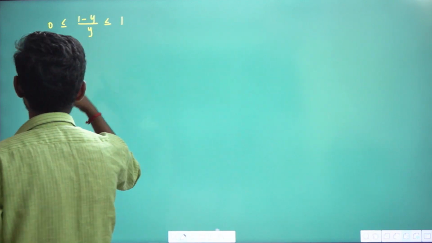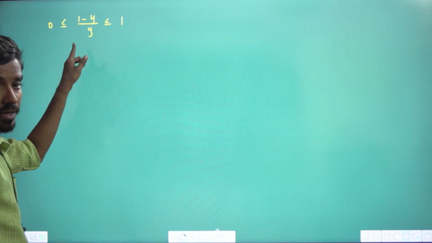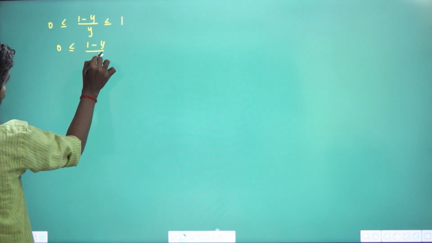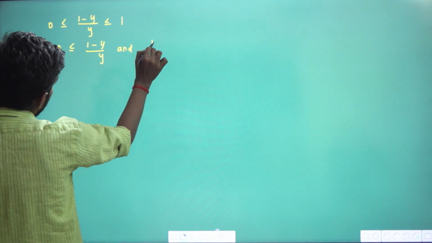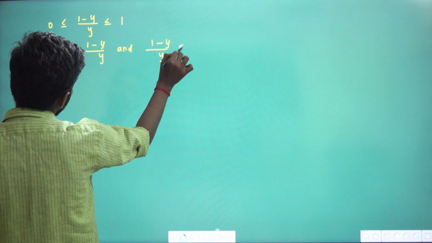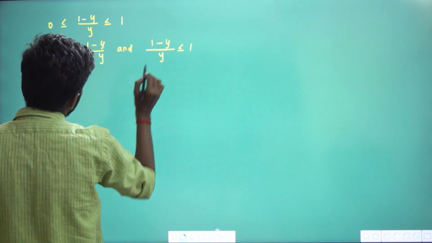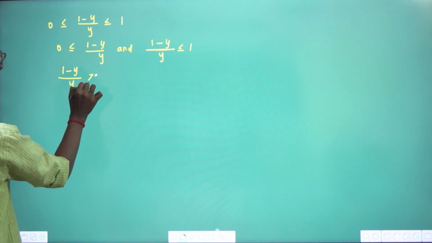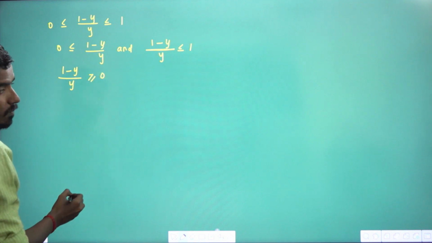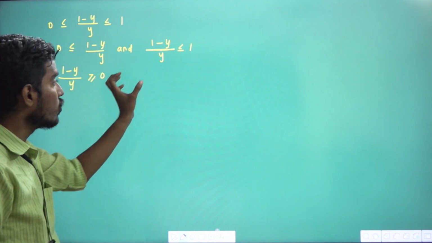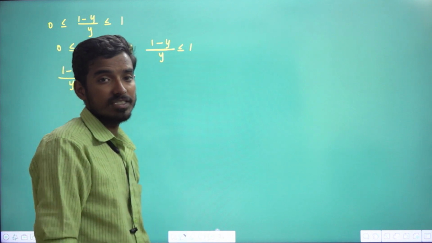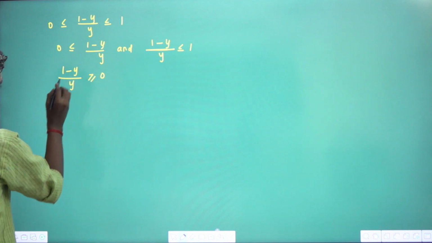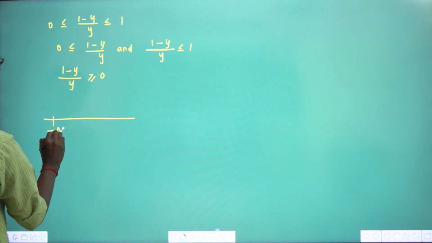That is the same as 0 is less than or equal to 1 minus y by y, and 1 minus y by y is less than or equal to 1. But this implies 1 minus y by y is greater than or equal to 0. Let us solve these. You find all y that satisfy this condition, and all y that satisfy the other condition. The intersection of both will give you the answer. So how do you find it? By the wavy curve method.